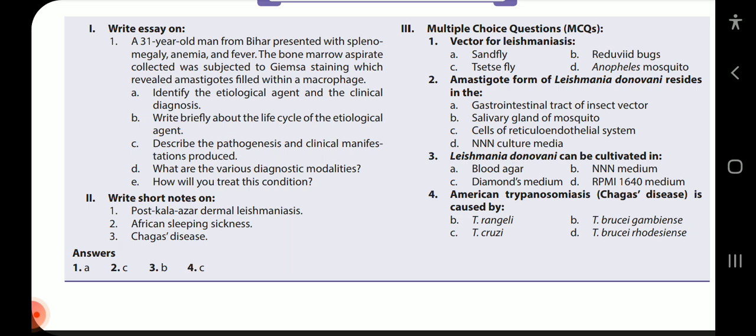Now, coming on to MCQs, the vector for leishmaniasis is of course sandfly. Amastigote form of Leishmania donovani resides in the cells of the reticuloendothelial system. Leishmania donovani can be cultivated in NNN medium, while American trypanosomiasis or Chagas disease is caused by Trypanosoma cruzi. Okay, so this completes the chapter.